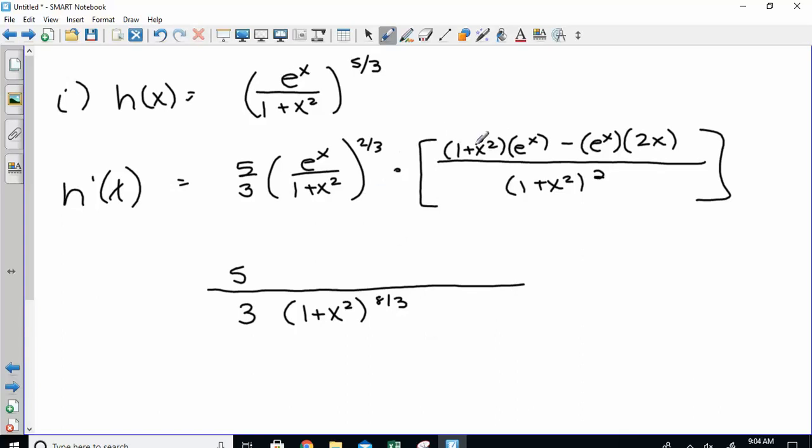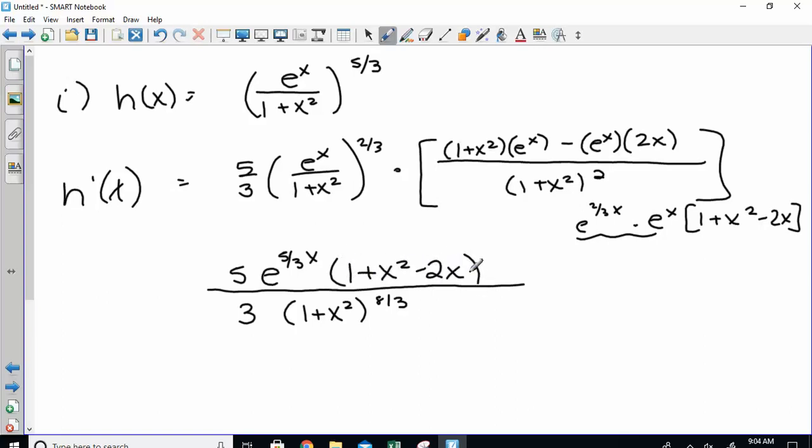On the top, let's pull out that e to the x. So if I pulled out that e to the x, that's an e to the x, and then we have an e to the x to the 2/3. So this would be like e to the 2/3 x. If we took out this e to the x, then when you multiply those, you would add their exponents. So 2/3 x plus 1x would be 5/3 x, and then the 1 plus x squared minus 2x.